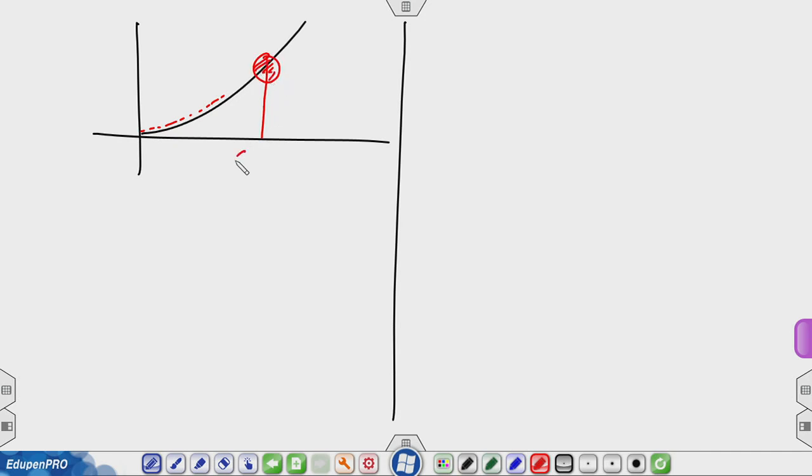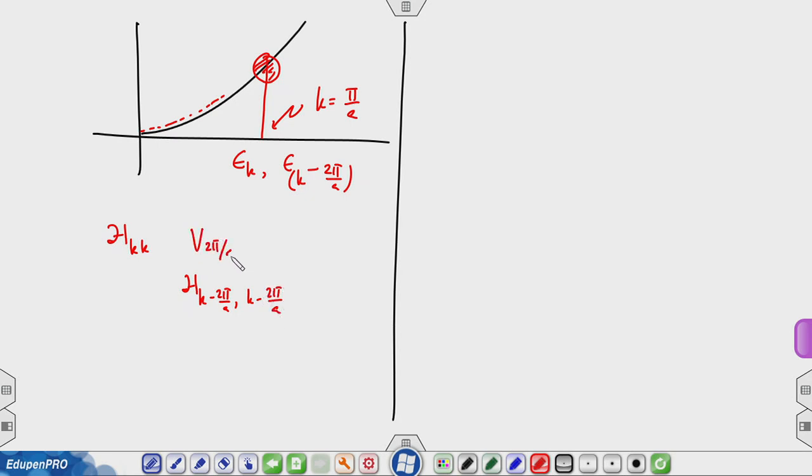And what are we mixing here? Epsilon k and epsilon k minus 2 pi by a. And this is k equals pi by a. Let us apply degenerate perturbation theory. What do you do in degenerate perturbation theory? You take h k k, h k minus 2 pi by a, k minus 2 pi by a, V 2 pi by a, V minus 2 pi by a, write minus E, take the determinant and make it 0.